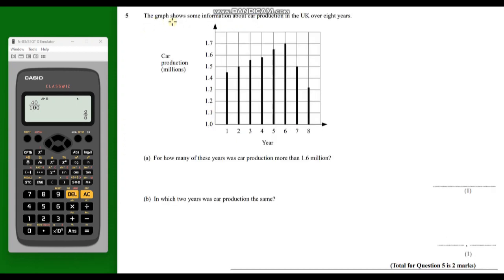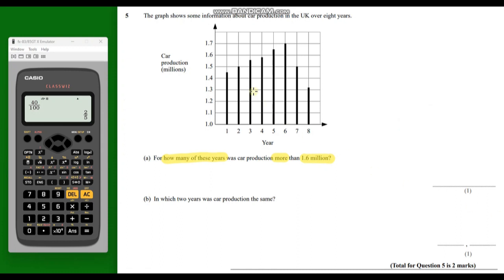Question 5. The graph shows some information about car production in the UK over 8 years. So we've got the year along the x-axis and the number of cars produced on the y-axis. Part A, for how many of these years was car production more than 1.6 million?